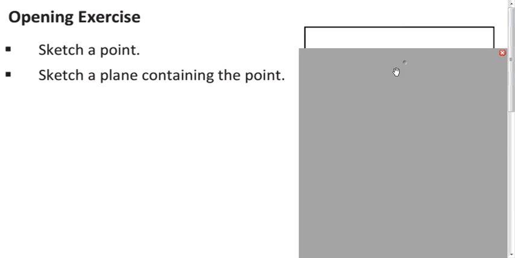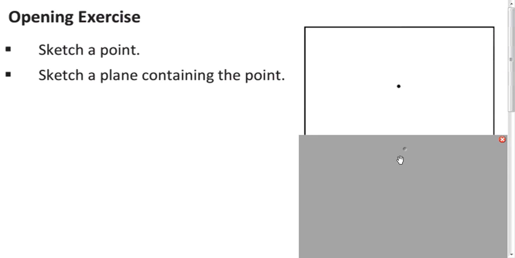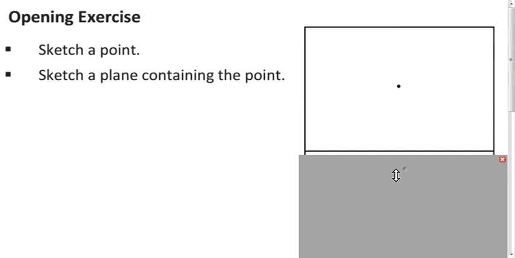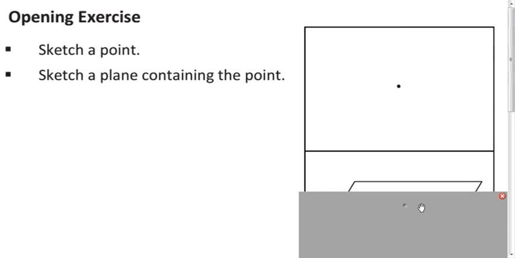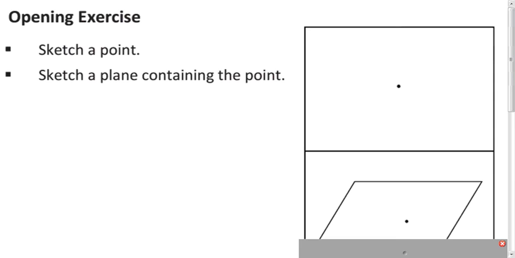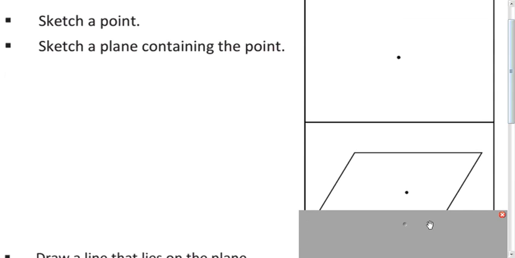Hopefully for a point, you just drew a dot. And for a plane that contains that point, you usually draw something like a parallelogram to give it some perspective. Remember, a plane is just a flat surface that extends infinitely in all directions.